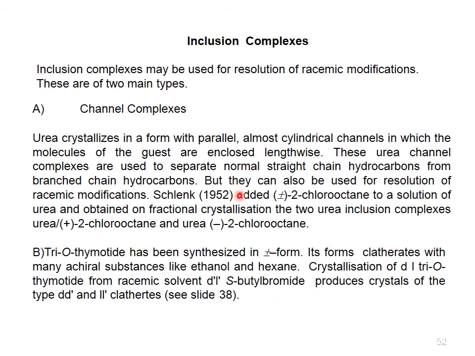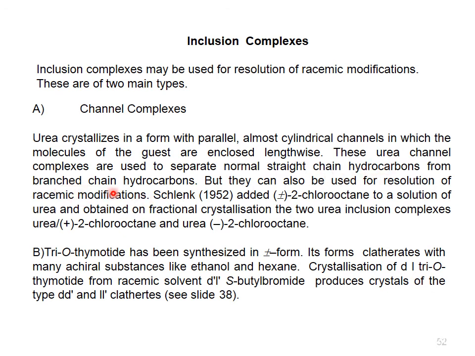Then there are some inclusion complexes. Inclusion complexes may be used for the resolution of racemic modification. There are two main types, channel complexes. Urea crystallizes in a form with parallel, almost cylindrical channels in which the molecules of the guest are enclosed lengthwise. These urea channel complexes are used to separate normal straight chain hydrocarbons from branched chain hydrocarbons, but they can also be used for the resolution of racemic modification. Schlenk in 1952 added plus-minus 2-chlorooctane to a solution of urea and obtained on fractional crystallization the two urea inclusion complexes, urea plus 2-chlorooctane and urea minus 2-chlorooctane.